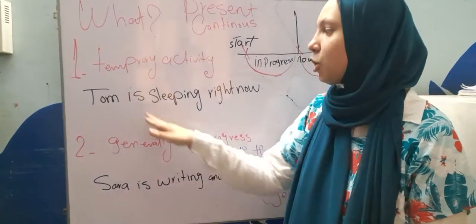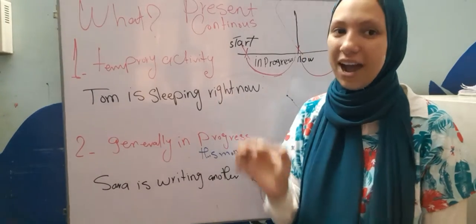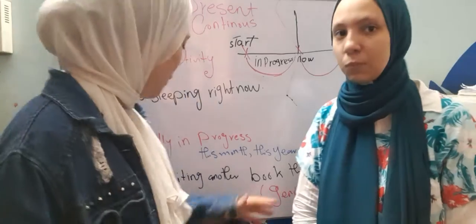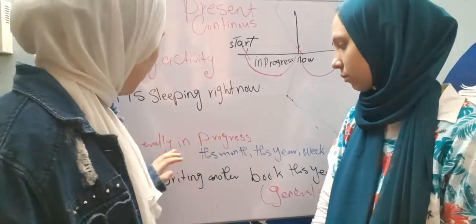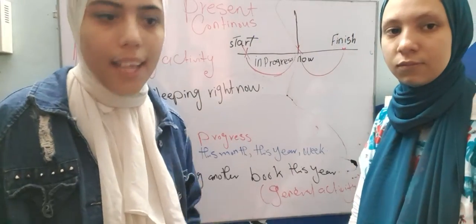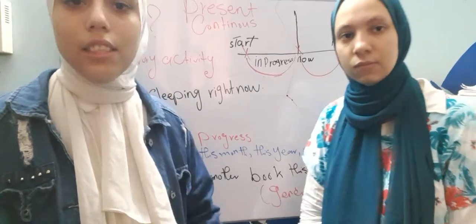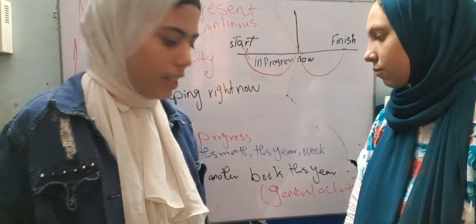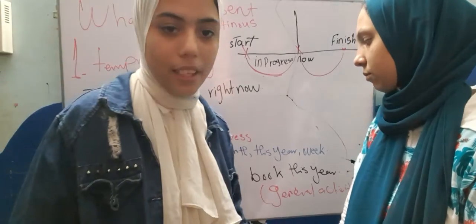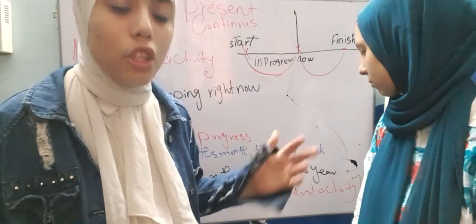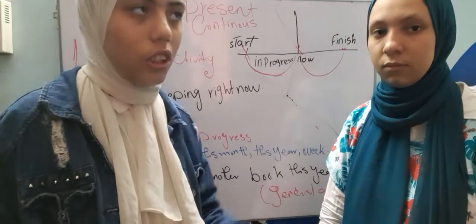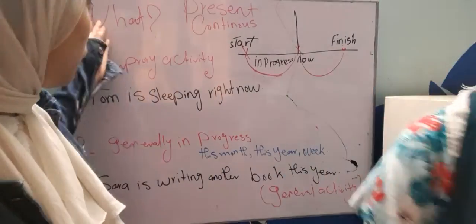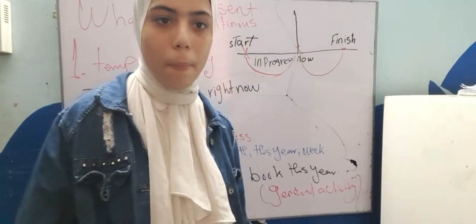Okay, like Tom is sleeping right now. And we can also use it for talking about things in progress in general, things which have happened this week, this month, this year, this day. So we can say Sama is writing another book this year, and this is a general activity. All right, so this is the present continuous.